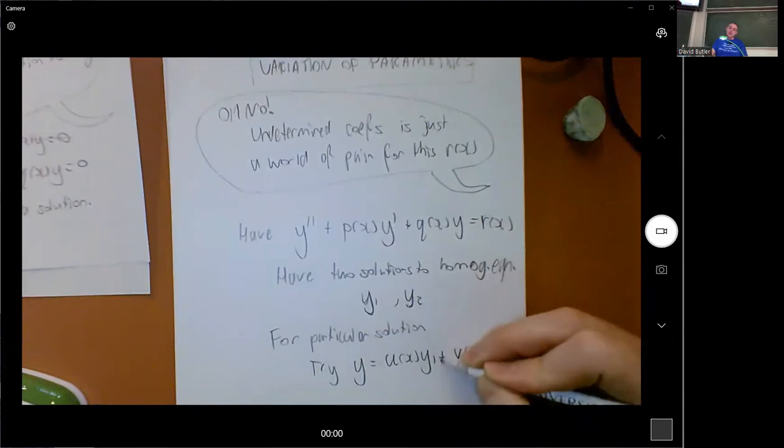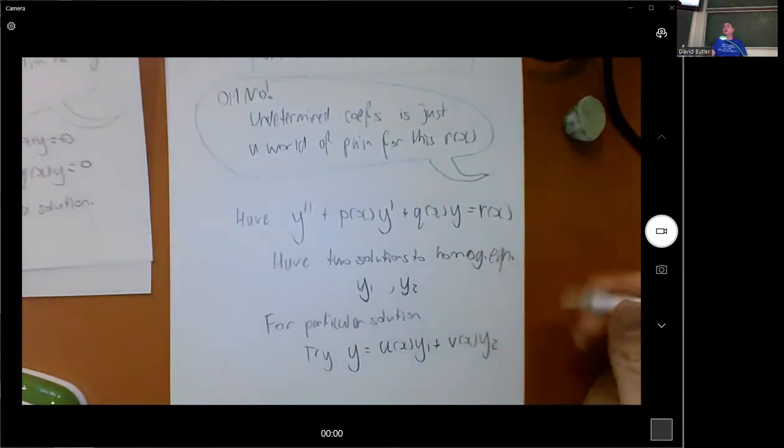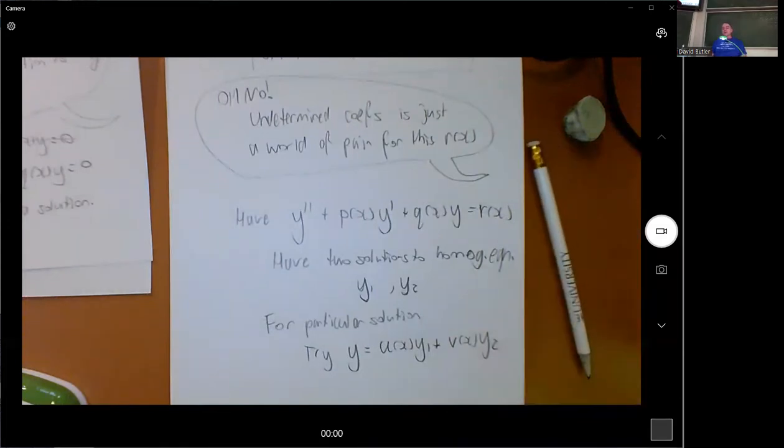Do you call them u and v in this story? Yeah? Wouldn't it be nicer if it was called U1 and U2 so that you knew which one went with which one? I know they're in alphabetical order. That's probably the best plan.